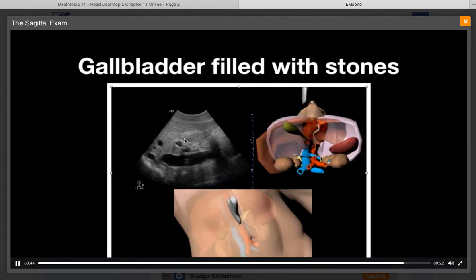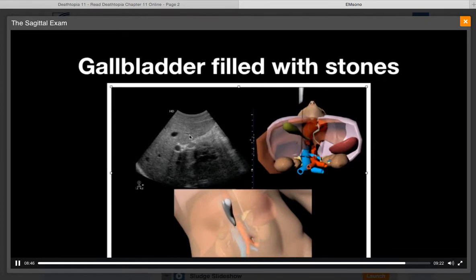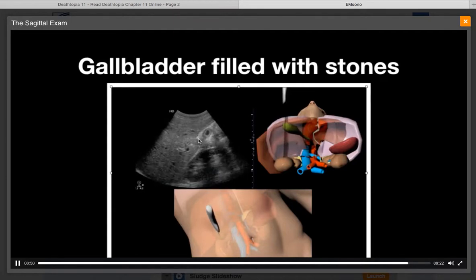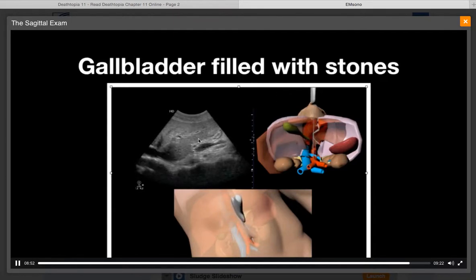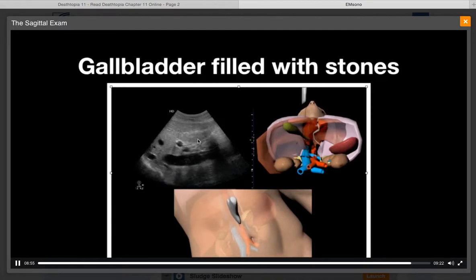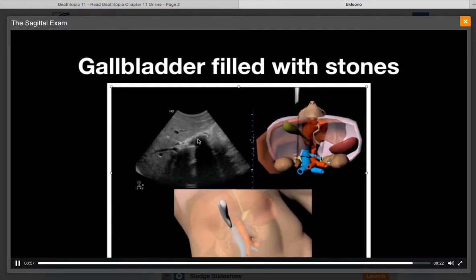And as we sweep through again, you can see the gallbladder here filled with stones and the thickened wall. So keep an eye out for the type of shadowing that you see. This may be the first thing that'll clue you in that you are indeed over the gallbladder and that it's just filled with large or multiple small stones.